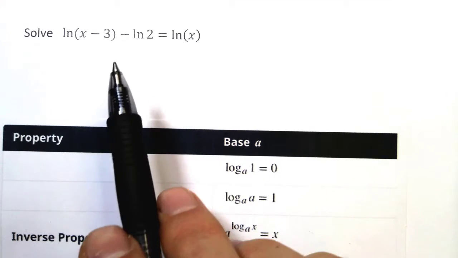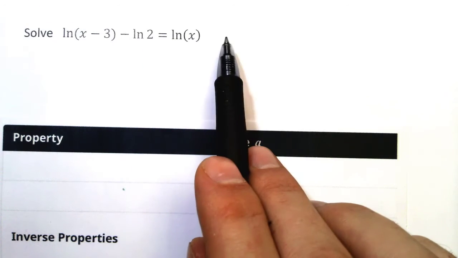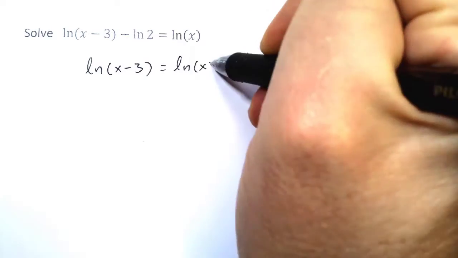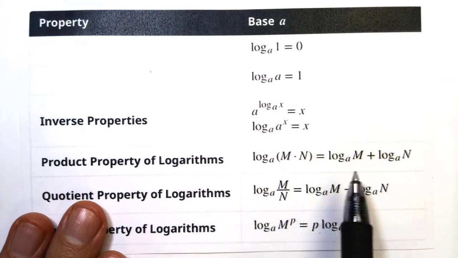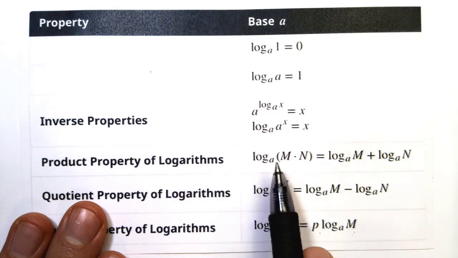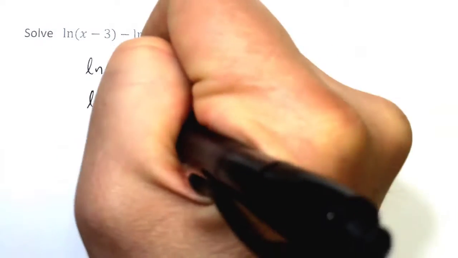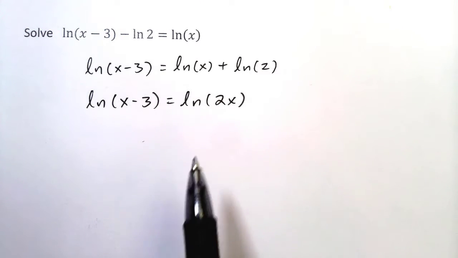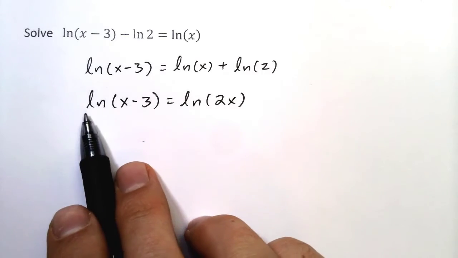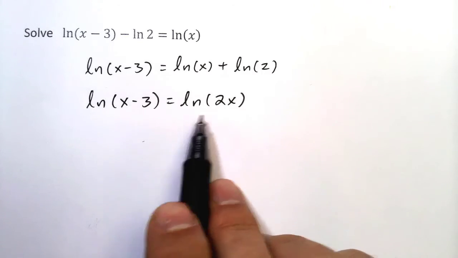But I think it would be nicer if I actually added log 2 to both sides. And now I have a plus, and so I can use the product property instead. The sum of two logs is the log of the product. And I'll write 2x instead of x times 2, as we customarily do. Now, as we did in the previous problem, we will put each log as an exponent on e.